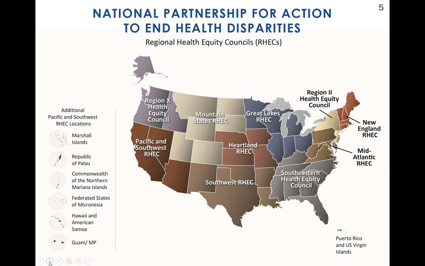The NPA is a national initiative to increase the effectiveness of health equity efforts led by the U.S. Department of Health and Human Services Office of Minority Health. When the NPA was launched, it formed 10 Regional Health Equity Councils, or RHECs, as we call them for short. The role of the RHECs was to facilitate collaborative action and collective responsibility to address the root causes of health disparities. The RHECs are comprised of a diverse group of people, from academics to health systems representatives to state legislators to community and faith-based leaders.